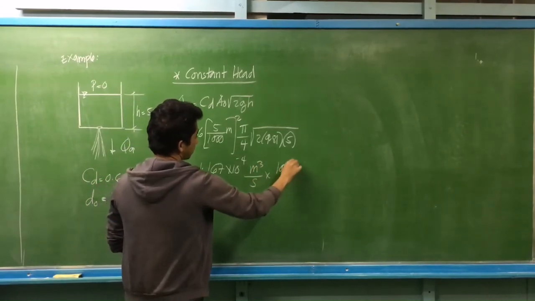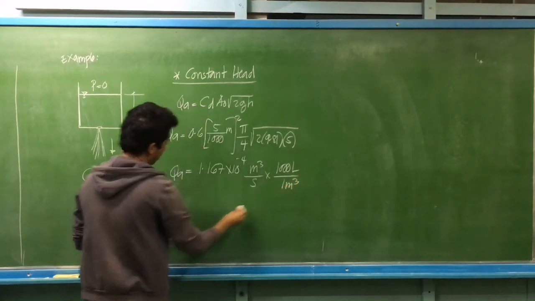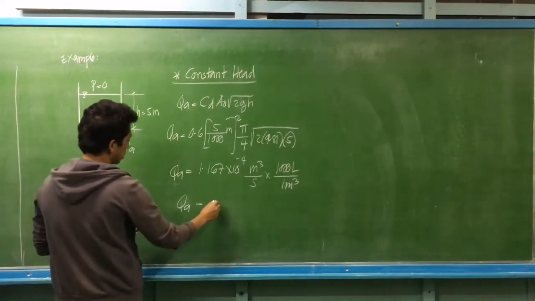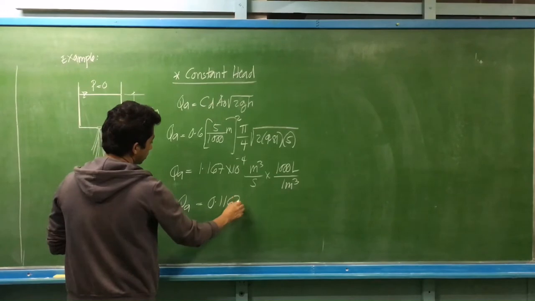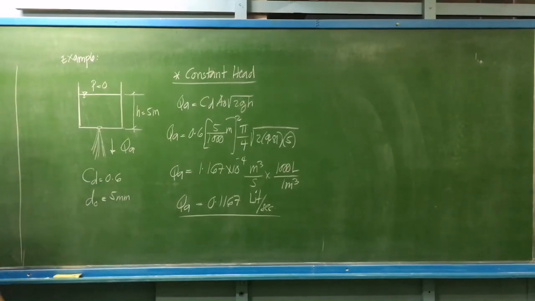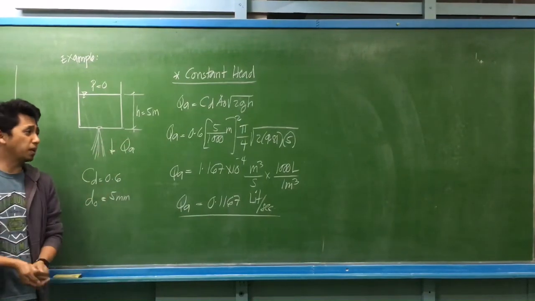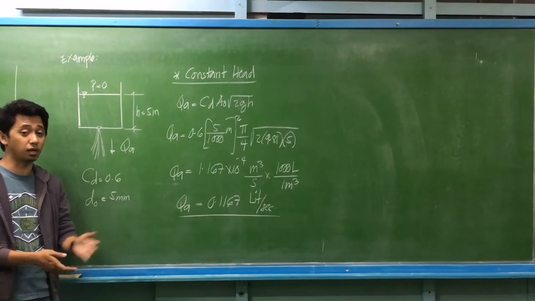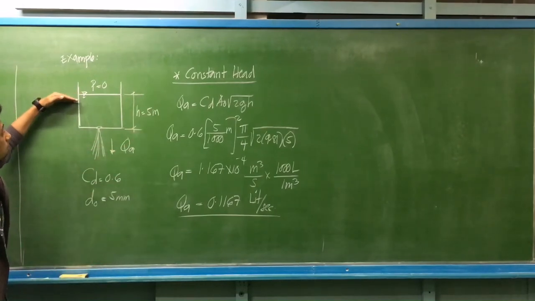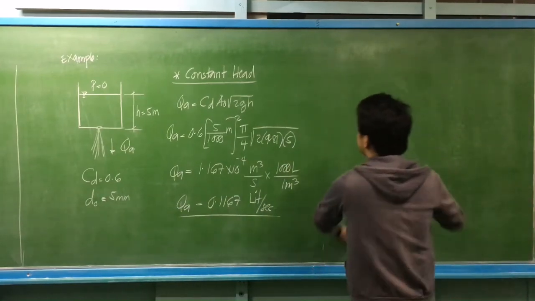Divided by 1,000 liters, because it is a bit small. 1,000 liters is 1 cubic meter. So we have an actual flow rate of 0.11667 liters per second. So it is small. Again, as we said, an orifice is the exit of liquids through small holes. Its applications are sprinklers, fountains, things like that. So this is for a constant head, where the liquid surface does not go down. What about the case of falling head?